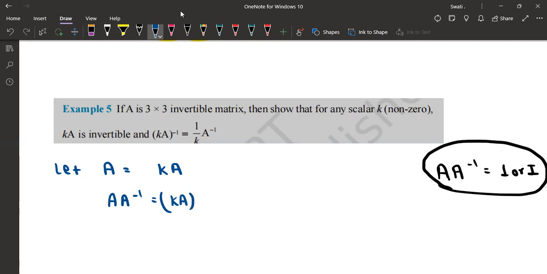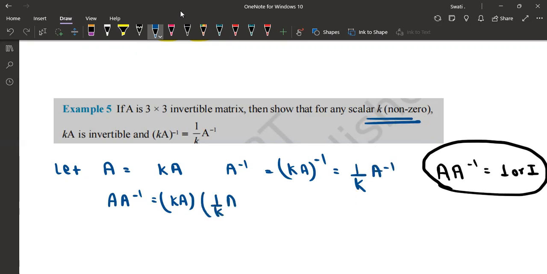So let us put the value of the matrix, that is kA, times its inverse. What will the inverse be? It will be (kA) whole inverse. Now, what is the meaning of (kA) whole inverse? K inverse is 1 upon k. Of course, we can keep 1 upon k because k is non-zero, that is given. And A inverse is A inverse only, right? So this times 1 upon k, A inverse. Now we can write it like this: k times A times 1 over k times A inverse.